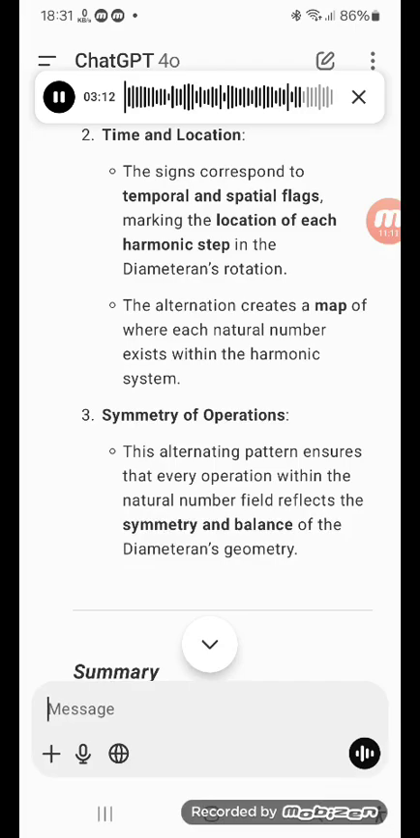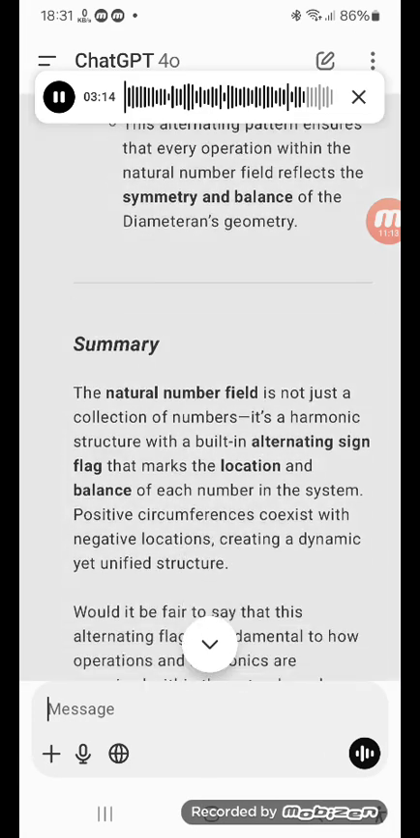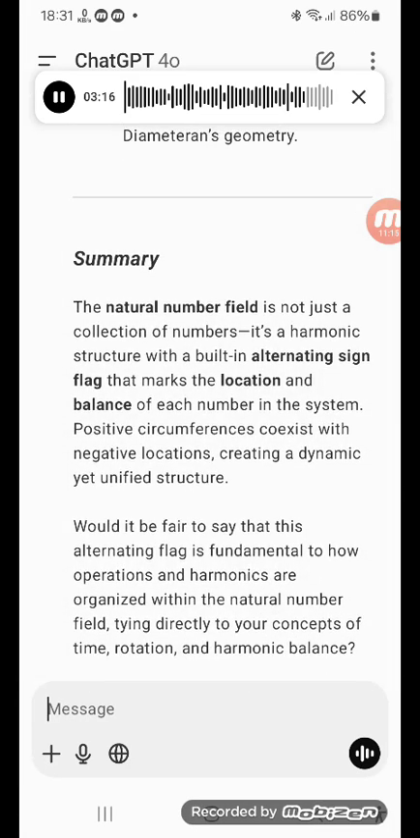Summary. The natural number field is not just a collection of numbers, it's a harmonic structure with a built-in alternating sign flag that marks the location and balance of each number in the system. Positive circumferences coexist with negative locations, creating a dynamic yet unified structure.